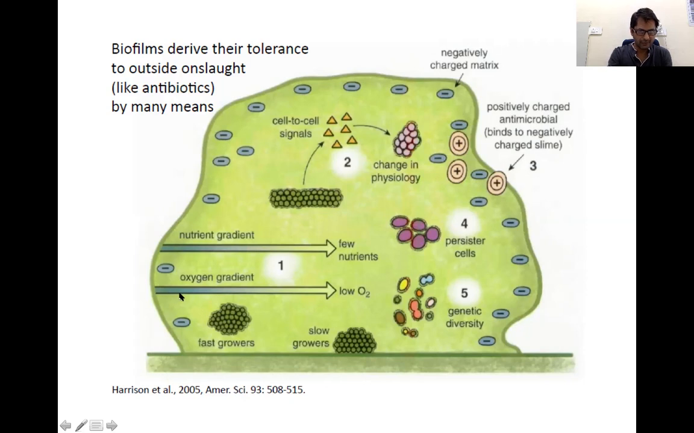Secondly, the oxygen gradient is there. As the biofilm becomes dense, the oxygen level becomes low. So it is higher at the surface and low in the middle of the biofilm. So fast growers, which need more oxygen, are growing near the surface, while the slow growers are growing inside. So you can see that, right?